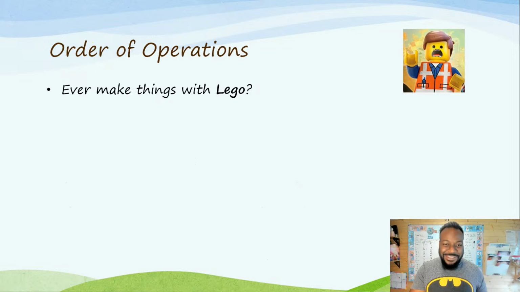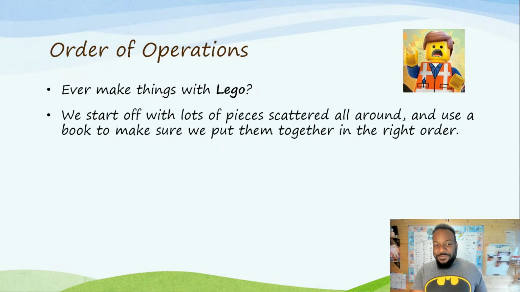So the answer to this, I'm sure, is yes. We've all made things with Lego. Yes, I know I have. So we start off with lots of pieces all scattered around, sometimes on the floor. Shouldn't be. Talked about that last time. Ninja weapons for parents, or against parents, especially for your feet. And they use a book to make sure we put them together in the right order.